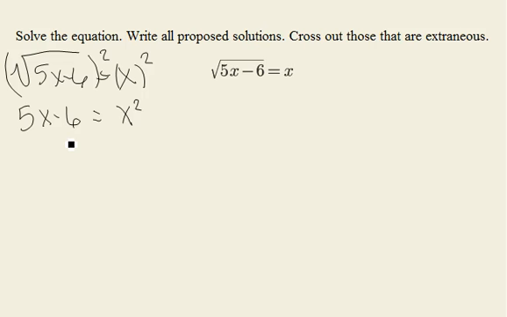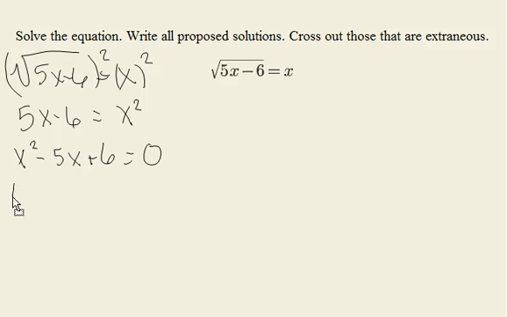Now we're going to get all of the factors onto one side of the equation. So we're going to have x squared minus 5x plus 6, and that's going to be equal to 0. That way when we factor, we'll have a product that's equal to 0.